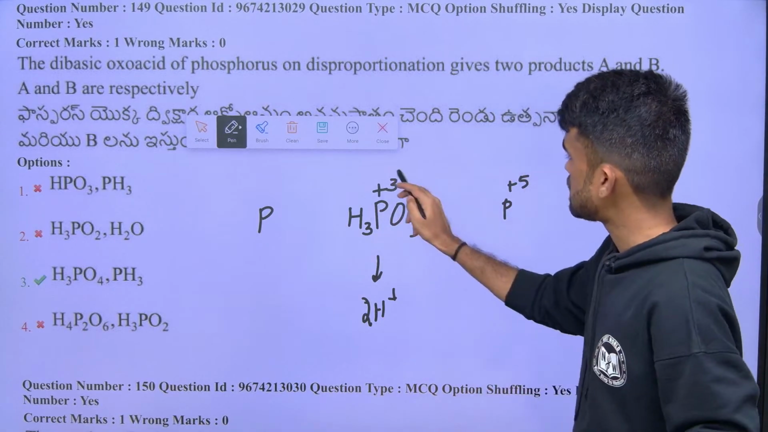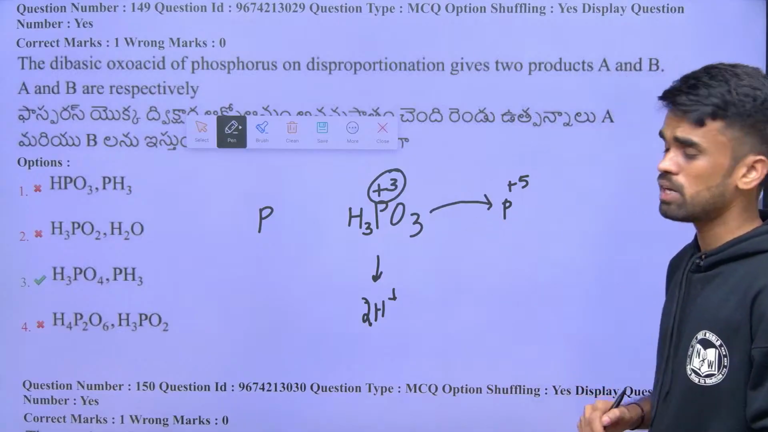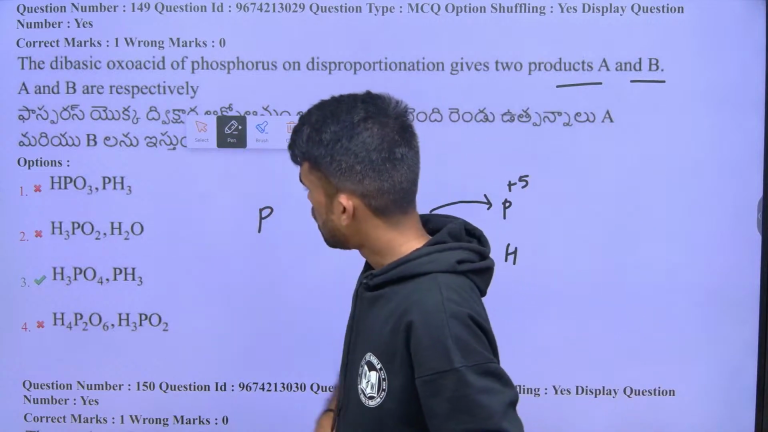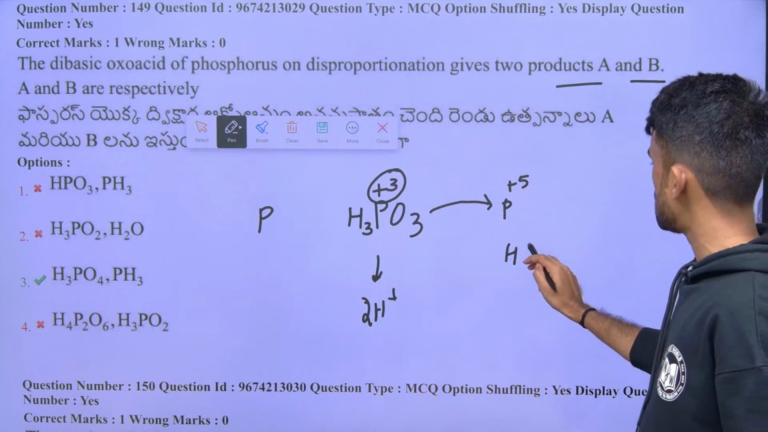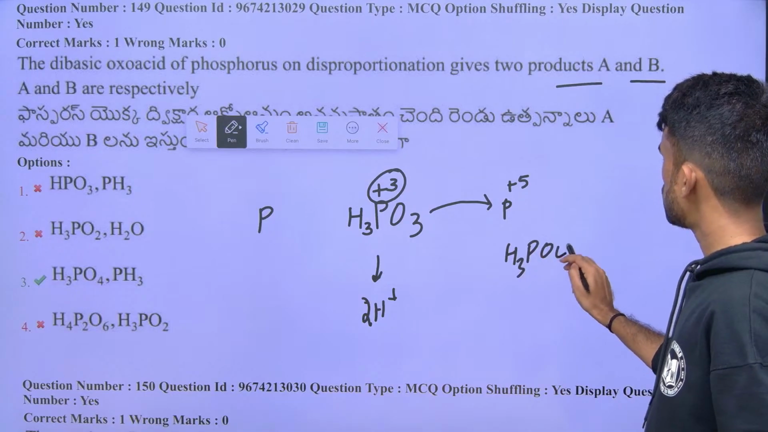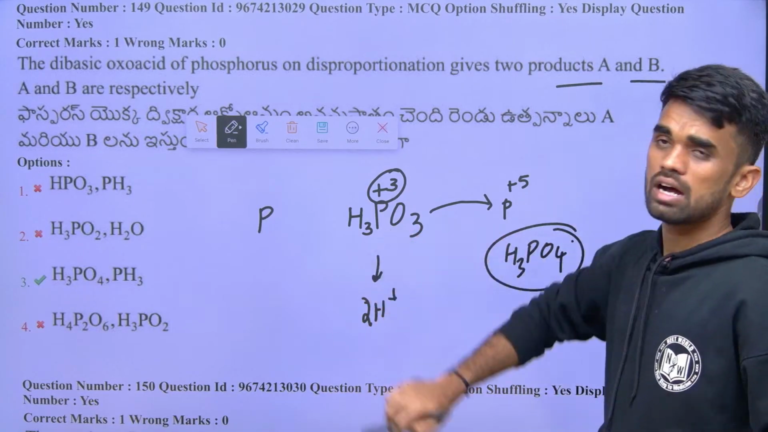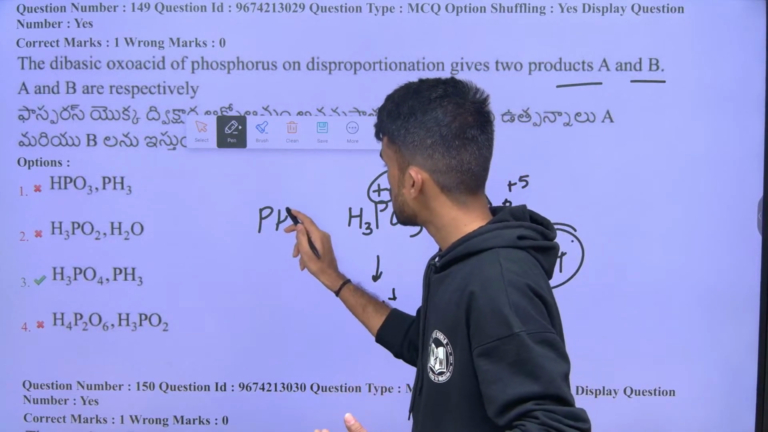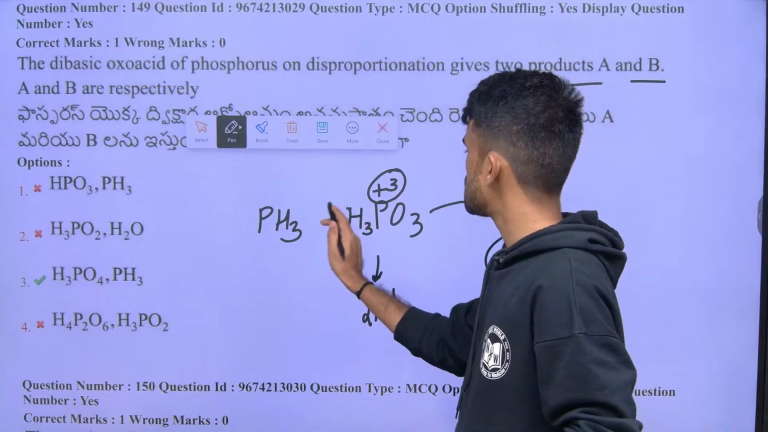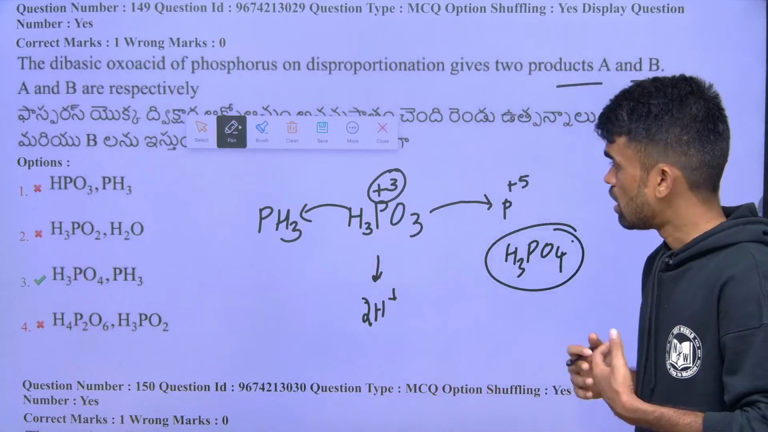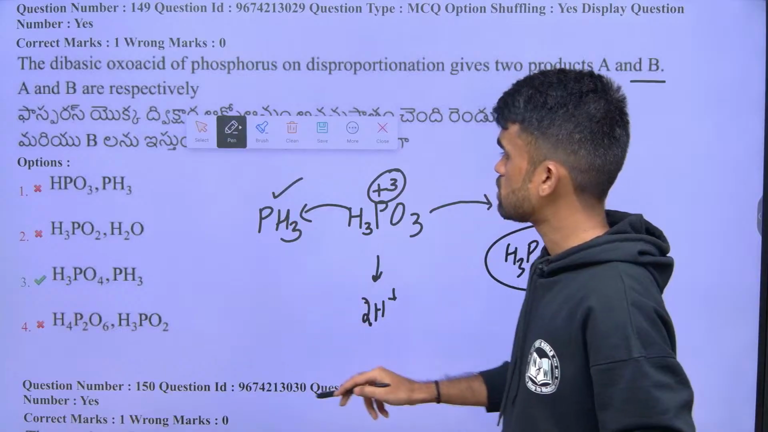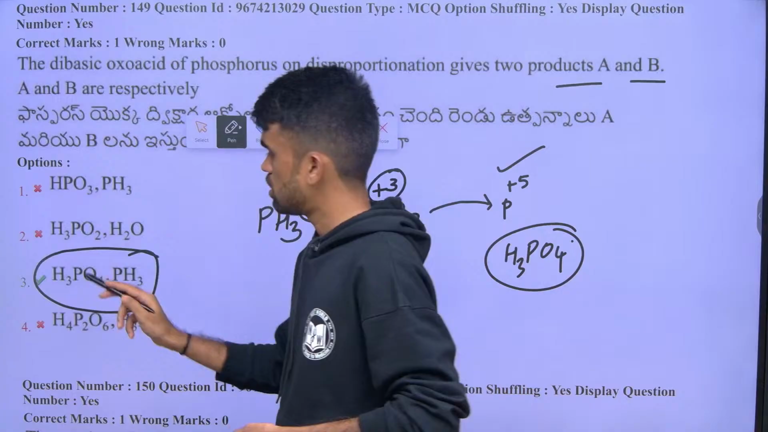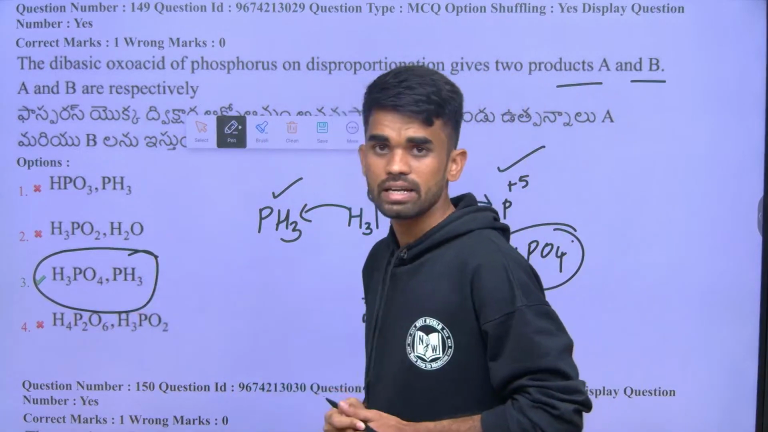Now +3 can undergo oxidation and become +5, to give 2 products. It can form the +5 oxidation state H3PO4, which is orthophosphoric acid. This is orthophosphorus acid. Now it can also go to a lower oxidation state, so PH3 is formed. When phosphorus acid undergoes the disproportionation reaction, we get phosphine and orthophosphoric acid. So these are the 2 options we have. Option number 3 is correct for this question.